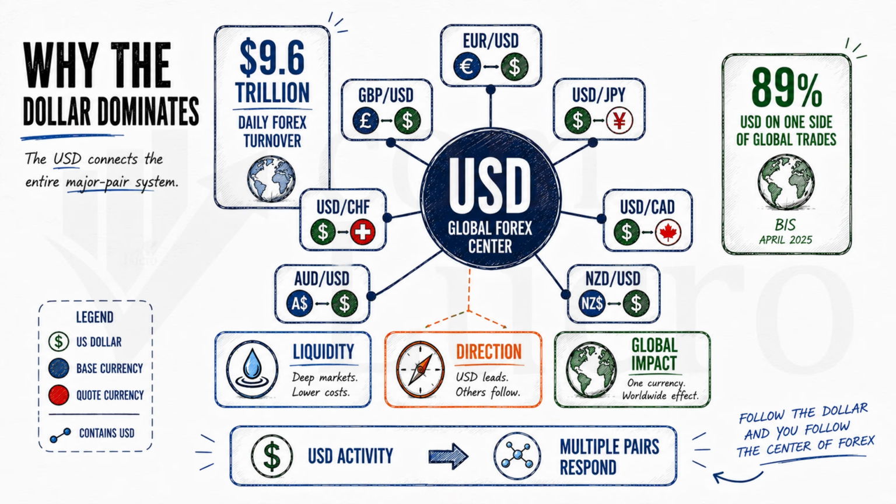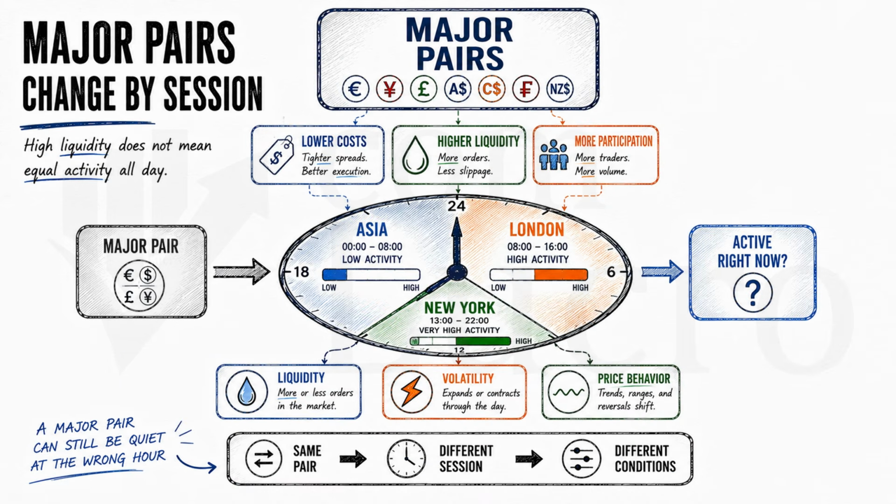That is no coincidence. Forex is the largest and most liquid market in the world, trading about $9.6 trillion every single day. And according to the BIS survey from April 2025, the dollar sits on one side of roughly 89% of all of those trades. That is exactly why the dollar, and the sessions where it is most active, carry so much weight over these markets. Because major pairs often have lower trading costs and stronger market participation, they naturally attract more traders.